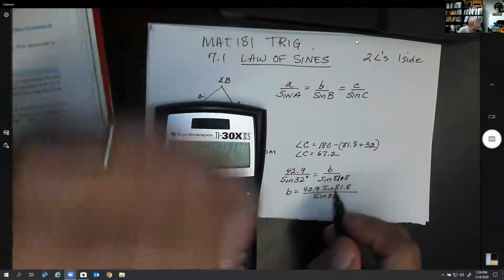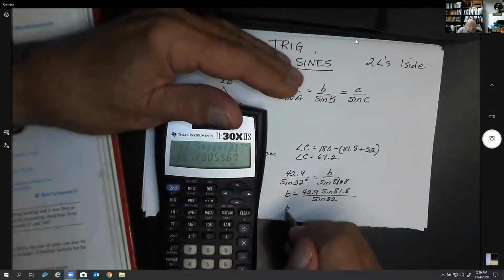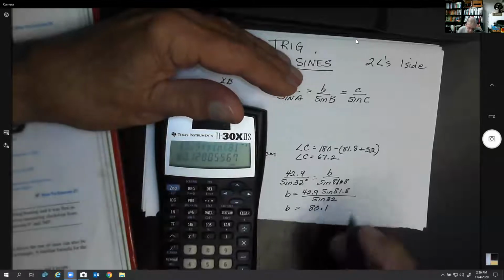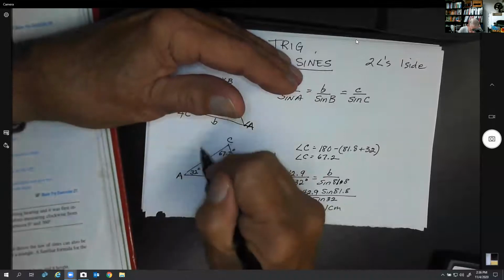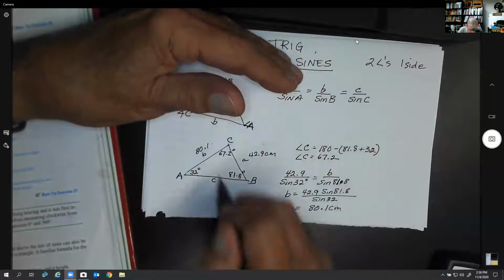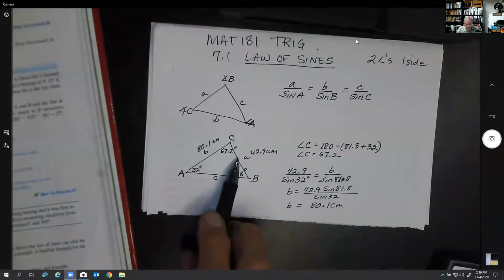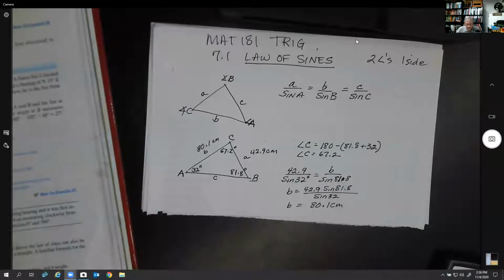So I'm just going to, they seem to round it off to just one decimal point. So B is 80.1 centimeters. So now I know this measurement right here, 80.1 centimeters. Now, we already figured out angle C. That was pretty easy. We just subtracted from 180 the two angles we knew. So now all we got to do is find side C.